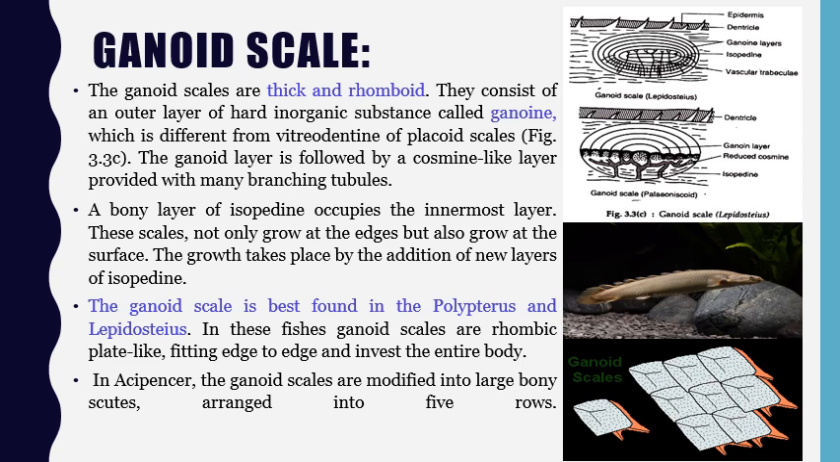The Ganoid scale is best found in the Polypterus and the Lepidosteus fishes. In these fishes, the Ganoid scales are rhomboid plate-like, fitting edge to edge and investing the entire body, as is seen in this. This is the Polypterus fish where the Ganoid scales are present. In Acipenser, the Ganoid scales are modified into large bony scutes arranged in a few rows. This is the description of the Ganoid scale.